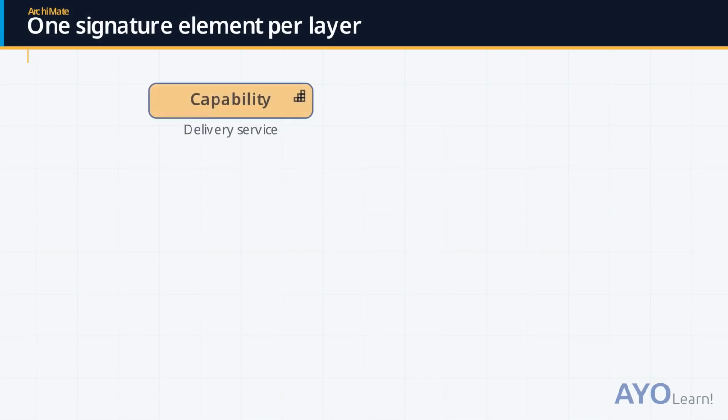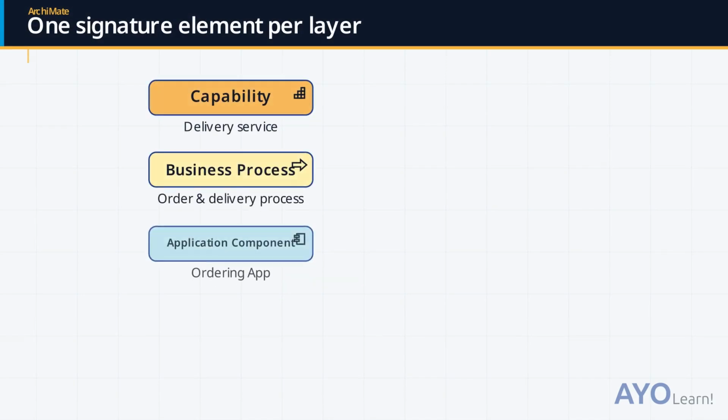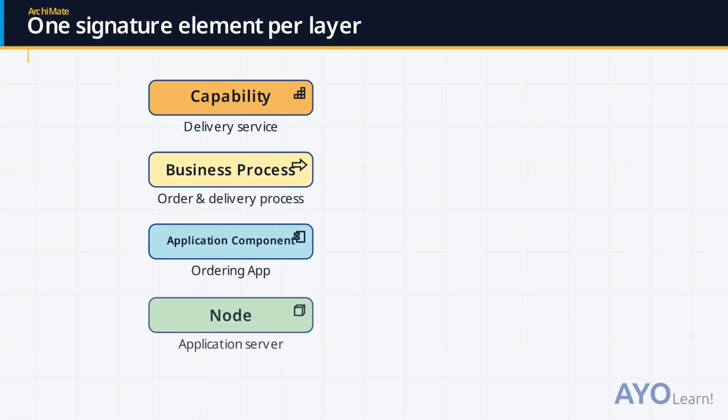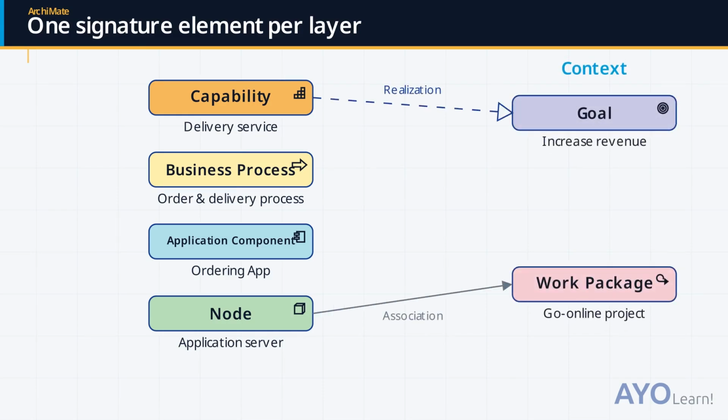Each layer has its signature element. Strategy uses a capability, delivery service. Business uses a business process, order and delivery process. Application uses an application component, ordering app. Technology uses a node, application server. For context, motivation adds a goal, increase revenue, and implementation and migration a work package, go online project. One shared vocabulary, from strategy down to the machine.